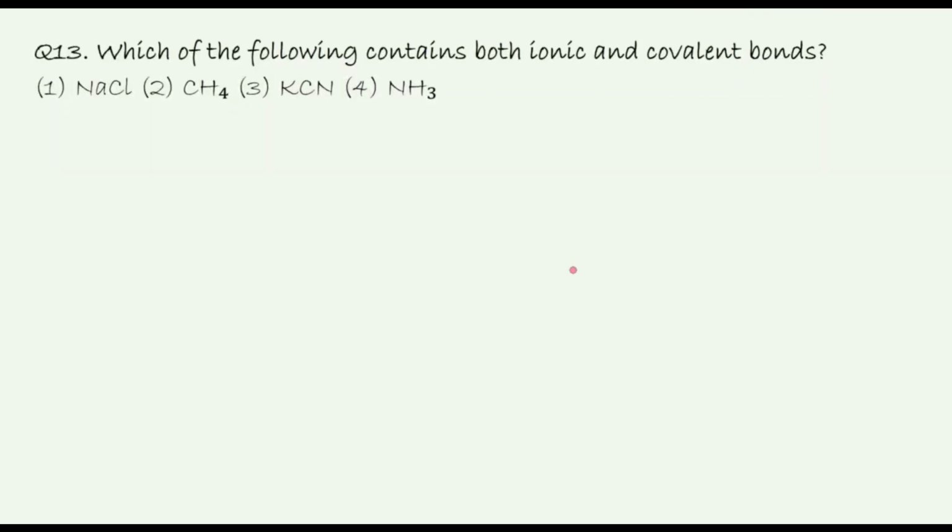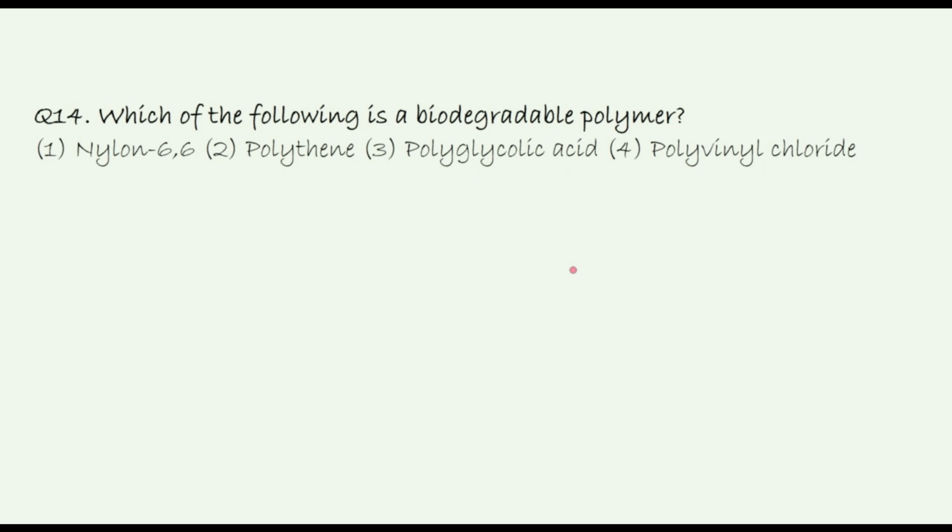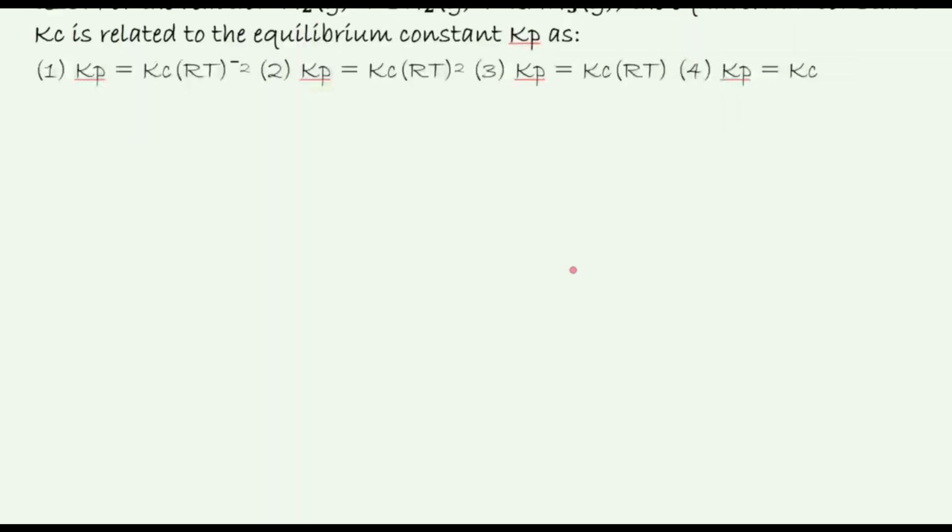Which of the following contains both ionic and covalent bonds? Which one? By seeing the question only you can answer this question. KCN: between potassium and CN, I am having an ionic bond, and between C and N, carbon and nitrogen, they are having covalent bonds. Which of the following is a biodegradable polymer? So which is polyglycolic acid. The other ones are PVC, polythene, nylon 6,6, which is a memory based question.